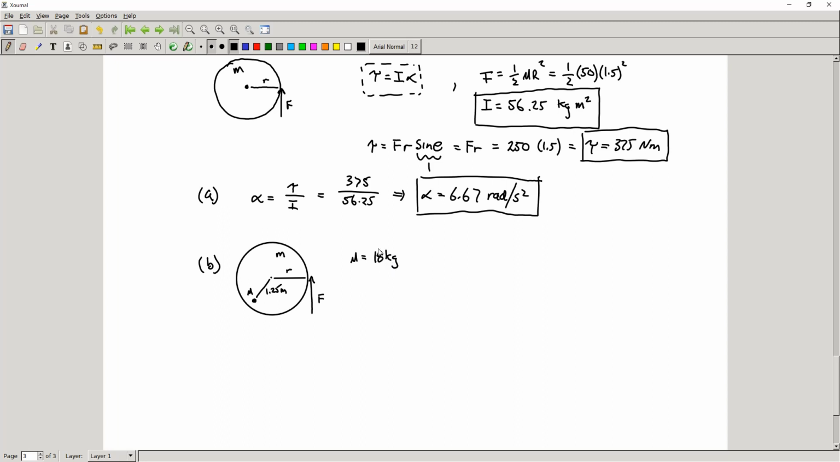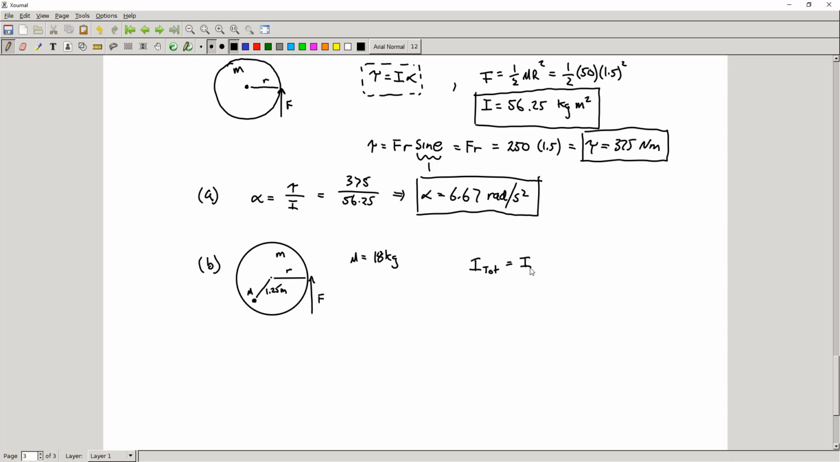Okay. And so now we need to also consider the moment of inertia supplied by, or added to, our total moment of inertia by this child, right? So we need to think about, okay, well, I total, I'm going to call it I total, is going to be equal to the I that we just calculated, which is the moment of inertia of the merry-go-round itself.